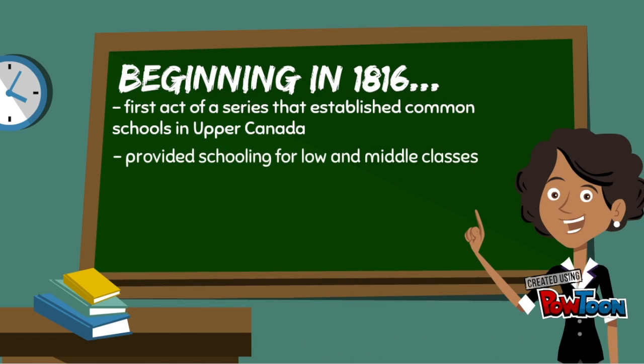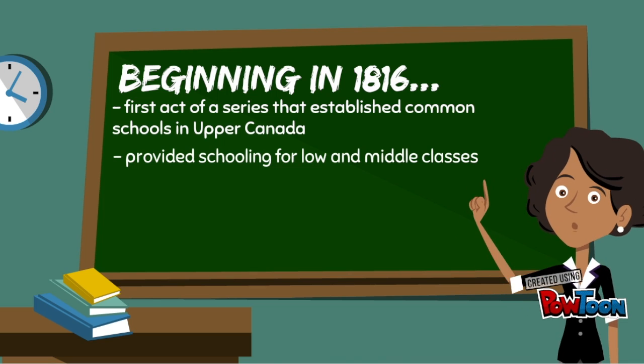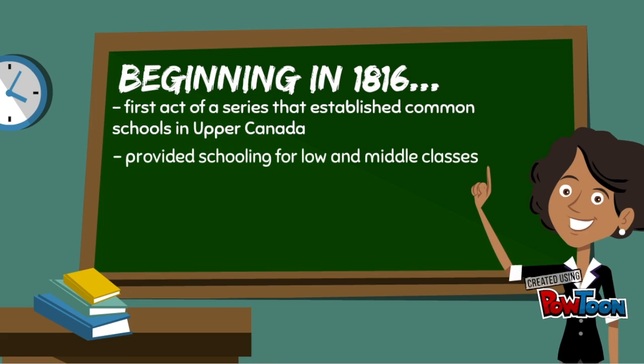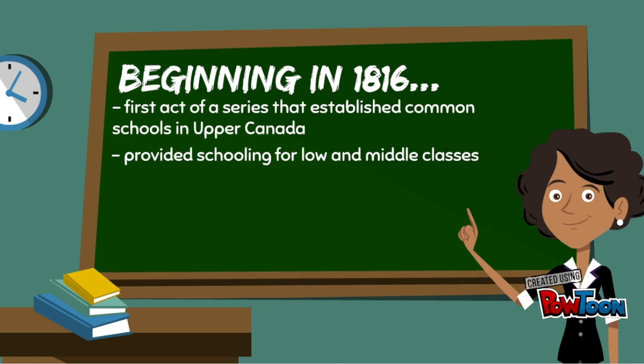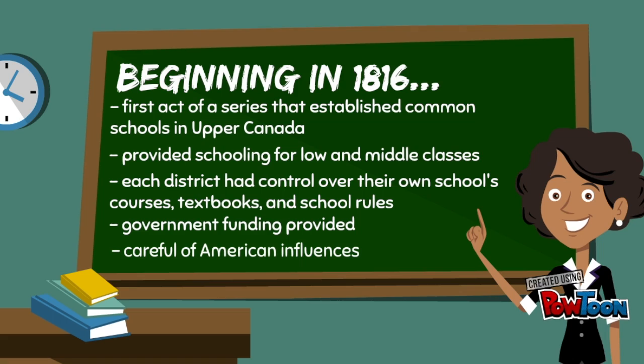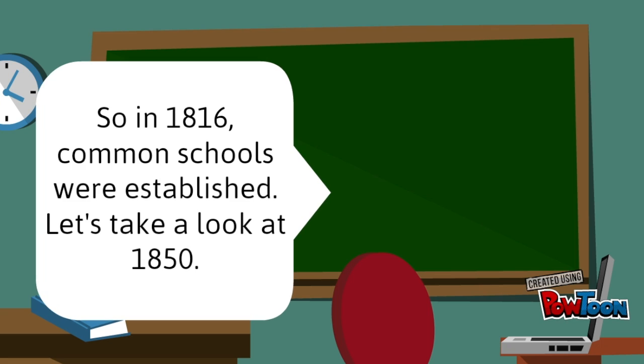There were 10 separate districts at the time, and the bill allowed each district to have a board of education that would be in charge of the district's courses, textbooks, and school rules. The higher teachers in each board needed to be British subjects or have taken the oath of allegiance. Each district received a certain amount of money. If more funds were needed, the district would have to charge fees. The schools were cautious of American influences by teachers or textbooks because they wanted to create loyal Canadian citizens. So in 1816, common schools were established.